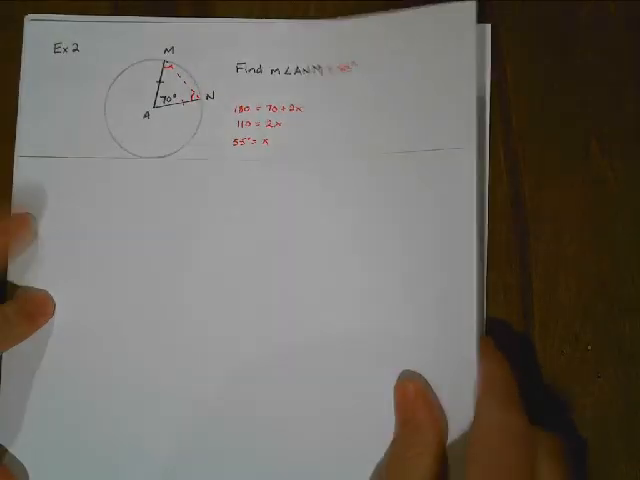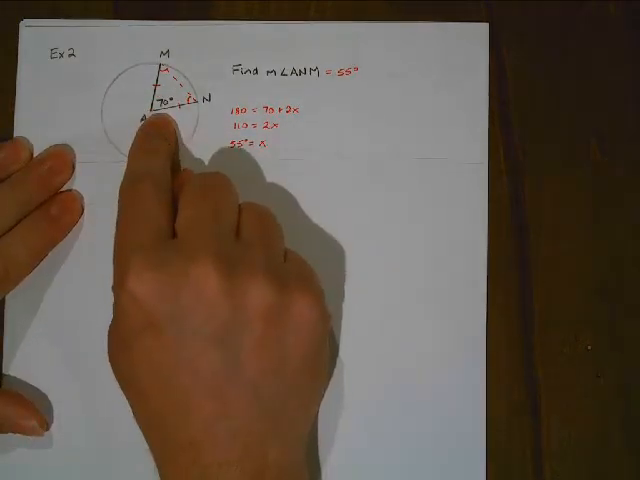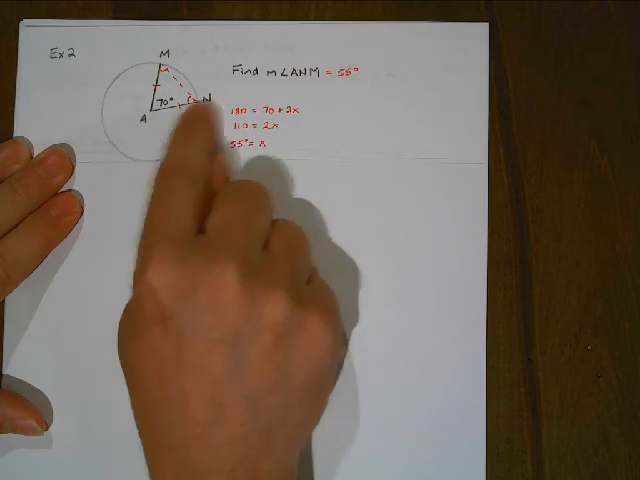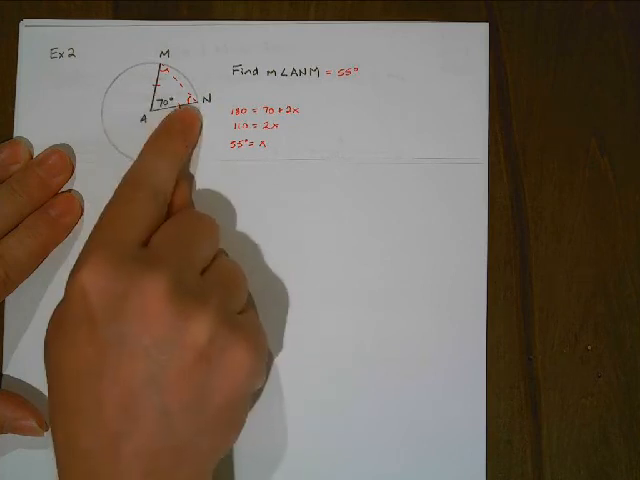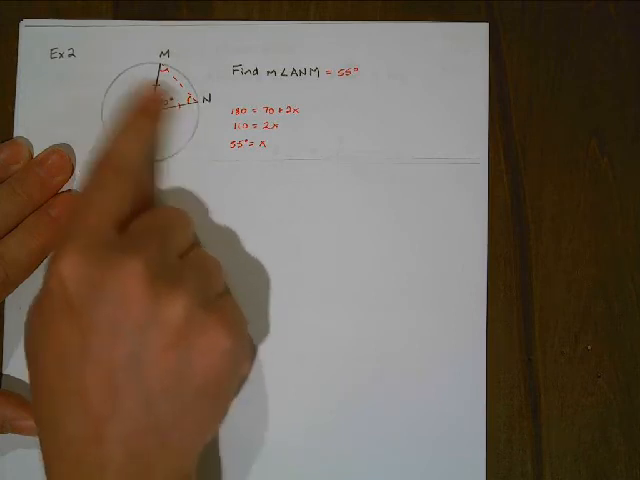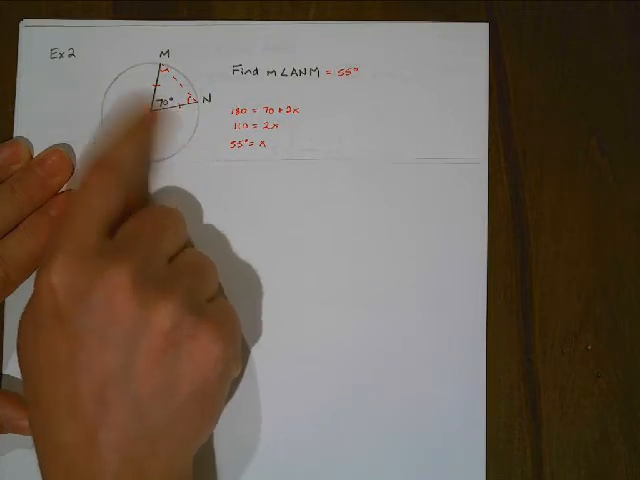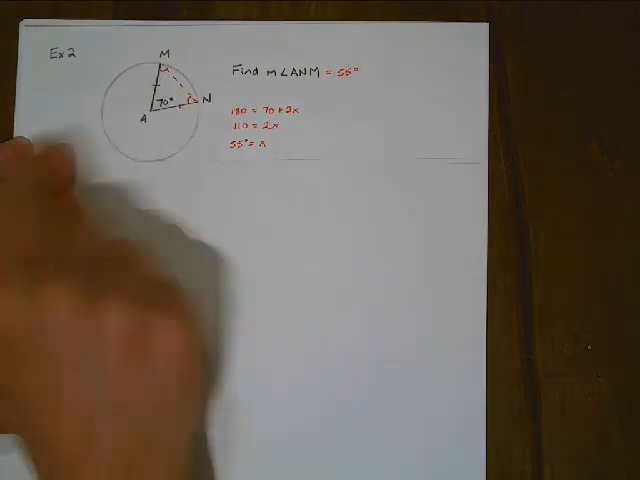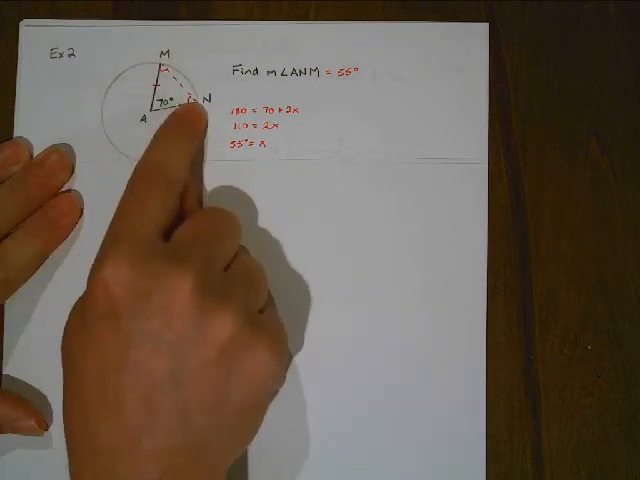All right, example two. Here I've got a circle. The central angle is 70 degrees. And I want to find the measurement of angle ANM. It doesn't really have a line there, but I can make a line. So ANM is this angle right there. What we have to remember is that these radii are all congruent to each other. So what we're actually looking at is an isosceles triangle there. So if it's an isosceles triangle, these two angles have to be the same. So AMN, that angle right there, has to be the same as ANM, this angle right there.